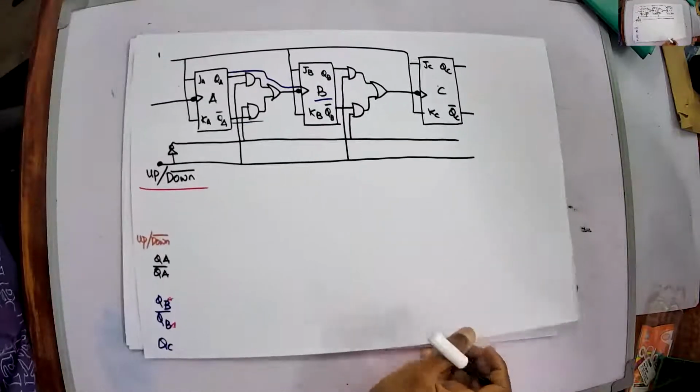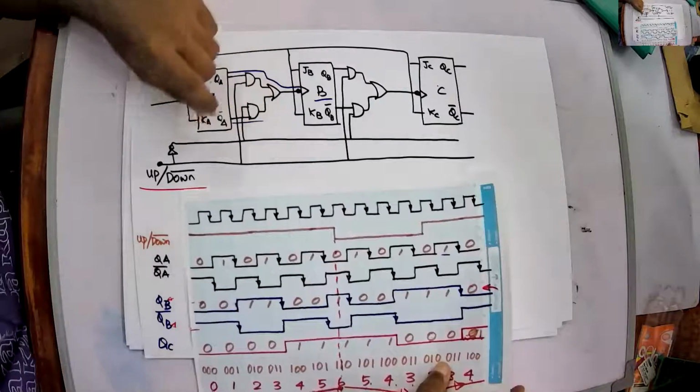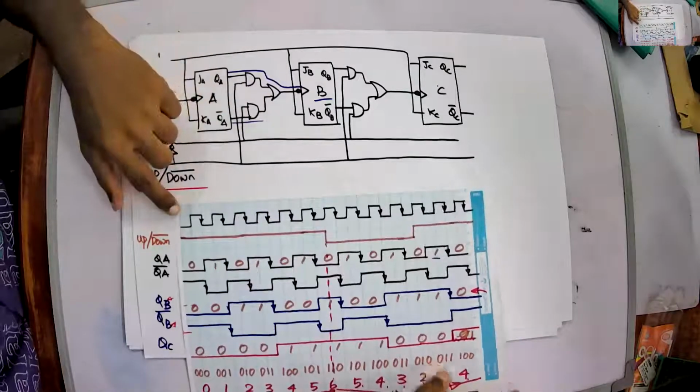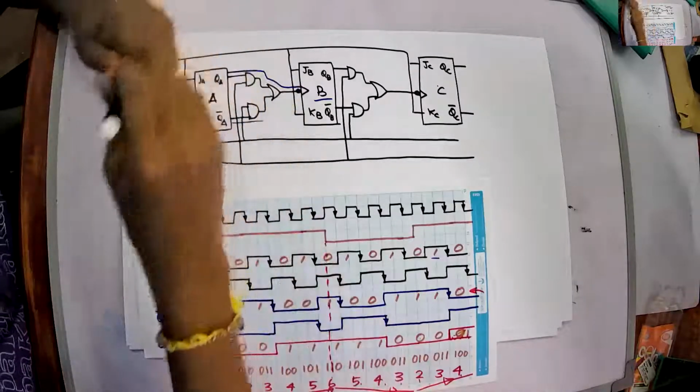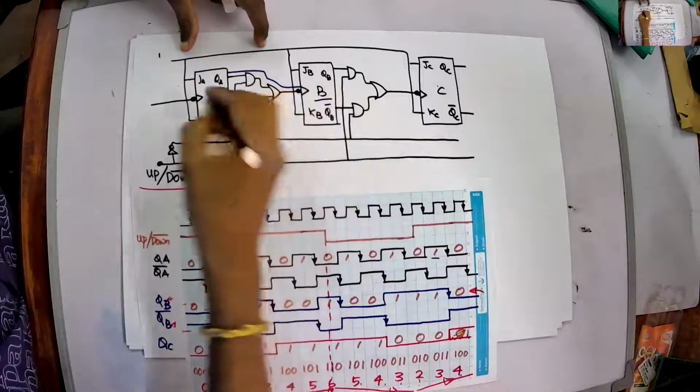Yeah, in the morning class we have seen about counters, right? The up counters and down counters. So, for example, I'll show the one we have seen in the morning. This is an up-down counter. Here you can see your clock.